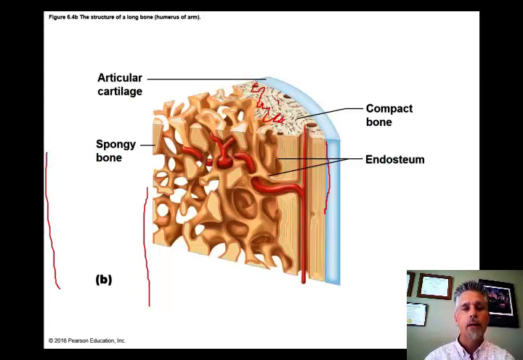Now, notice that we have blood vessels going throughout. If we have cells all distributed throughout here, those cells are living and they need nutrients and oxygen. They got to get rid of waste products, etc. So the bone tissue is highly vascularized, which is one of the reasons that it actually heals pretty well.